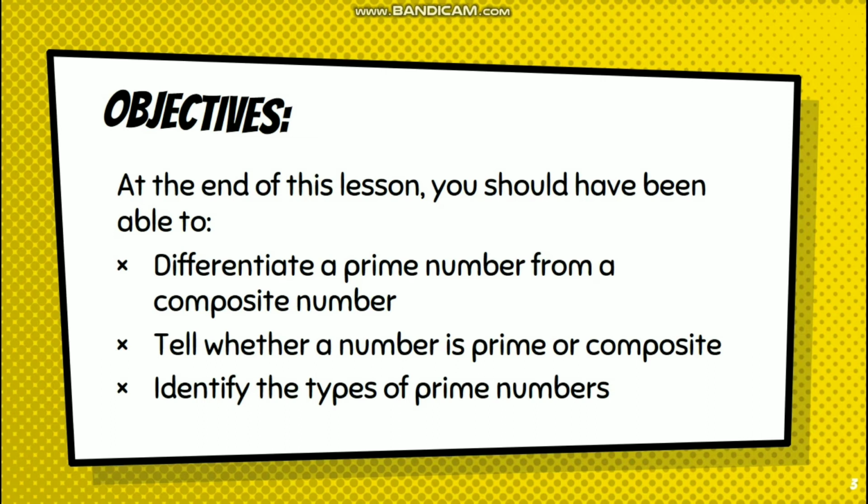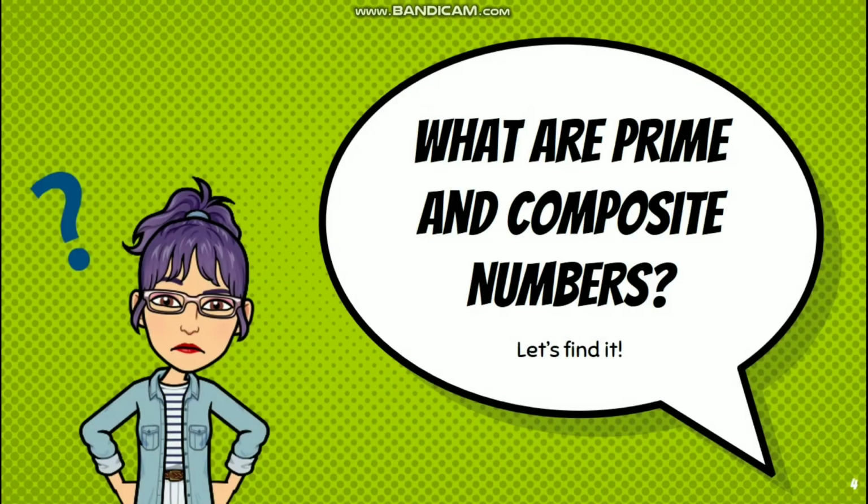At the end of this lesson, you should be able to differentiate a prime number from a composite number, tell whether a number is prime or composite, and identify the types of prime numbers. Alright, now let us find out what prime and composite numbers are.